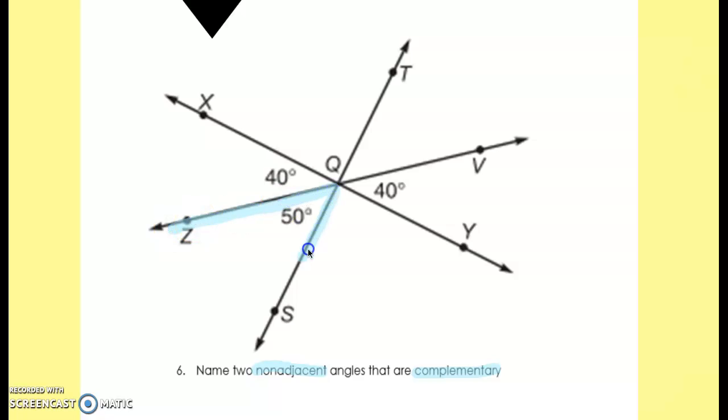Here is 50 degrees. We know from our last activity this angle above it is 40 degrees. Yes, it's complementary, but they're next to each other. And our directions say non-adjacent, which means I should choose this angle over here on the right because they are not adjacent, but again, their measurements equal 90 degrees. So we'd have ZQS and VQY.